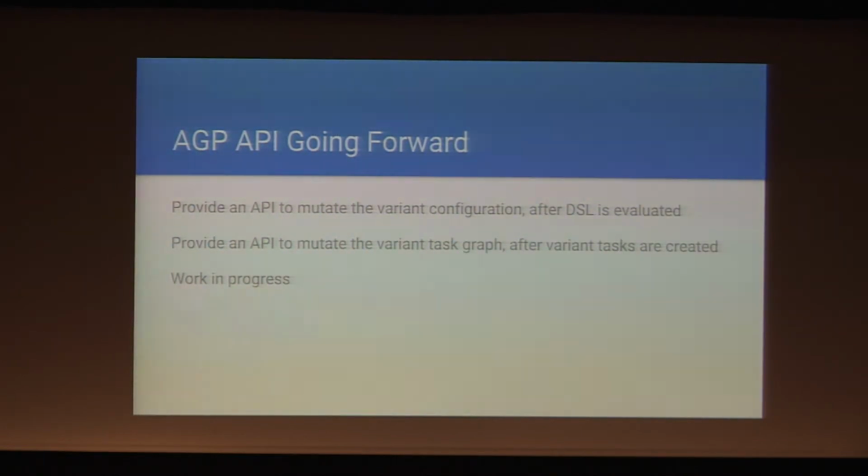This part of the API will run when the DSL is evaluated, and it will allow you to specify any of the DSL properties through this API. However, this part of the API will not deal in any way with the tasks. The second part of the API regards task creation. And this is for users who would like to add tasks or to replace tasks of the Android Gradle plugin with their own. And this part of the API will run after all the variant-specific information has already been gathered.